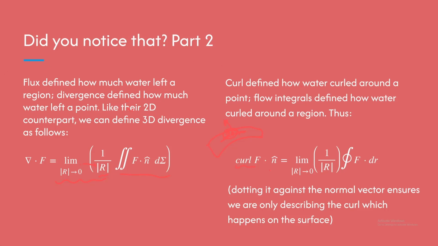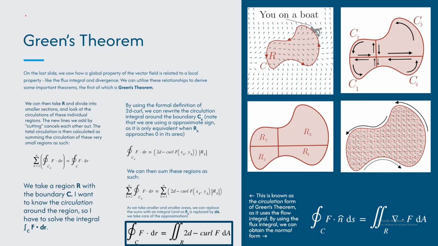And now we're finally ready to look at the theorems, the reason why you're here. We have Green's theorem, the first theorem, right? On the last slide, we saw how a global property of a vector field is related to the local property, like the flux integral and divergence. They're linked. We can utilize these relationships to derive some important theorems, right? So the first one is Green's theorem.